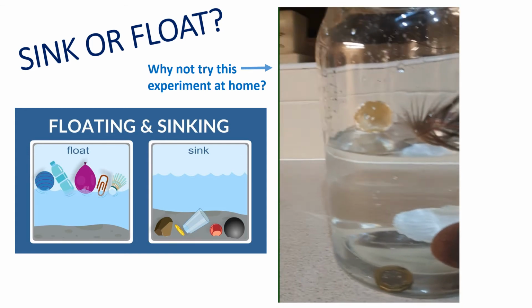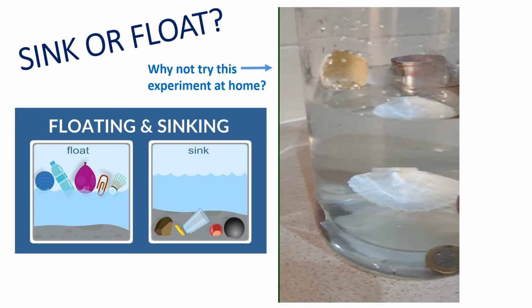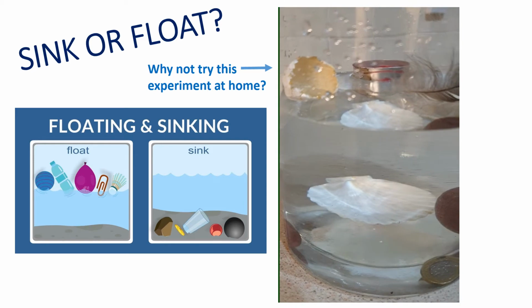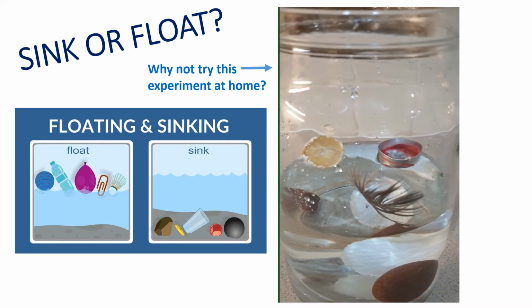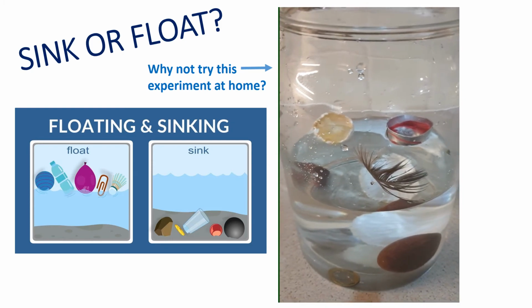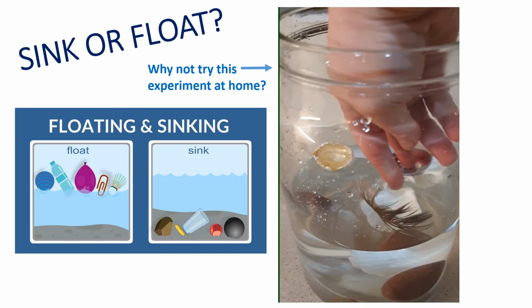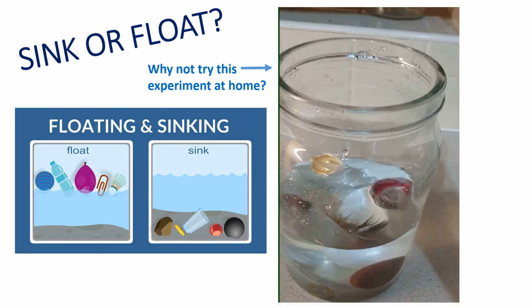So here you can see now. The egg, the feather and the piece of plastic are floating. The coin, stone, shell and marble are at the bottom. So they're the dense materials, and the less dense materials are floating on the surface of the water. So you can see why it's important to put litter in the bins. So the likes of this plastic, if we drop this in the streets, it would end up in the rivers and oceans.